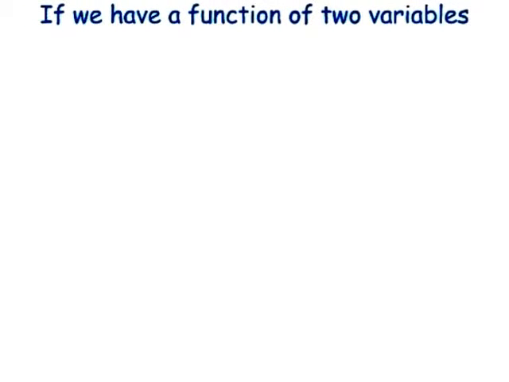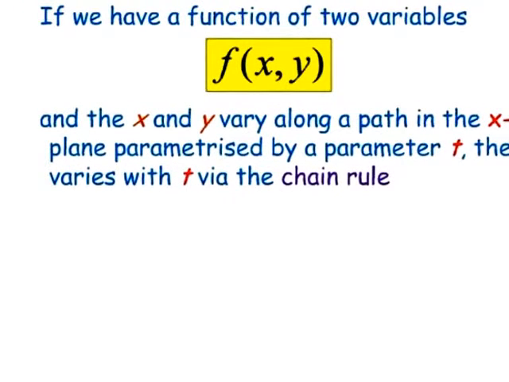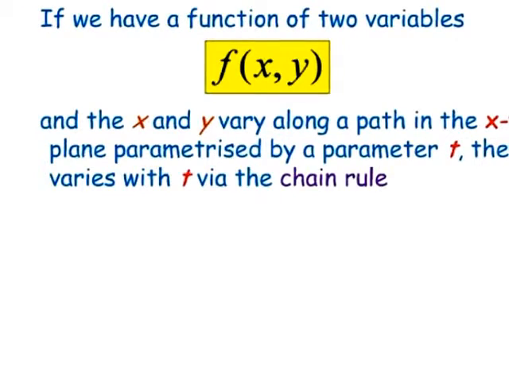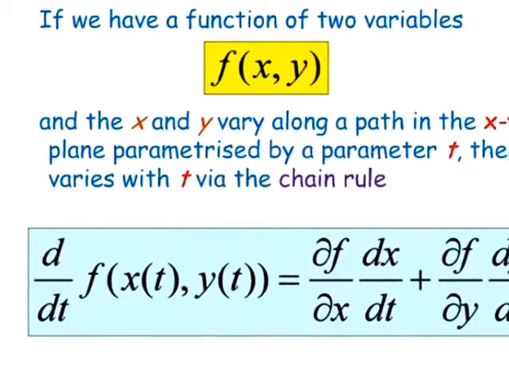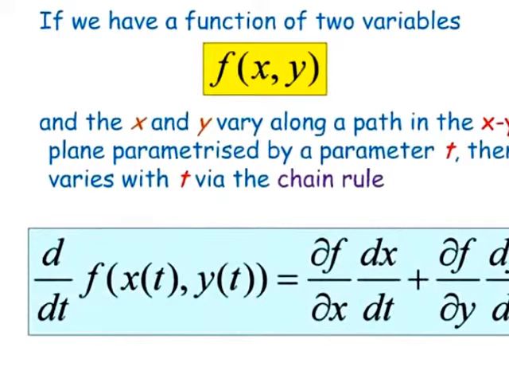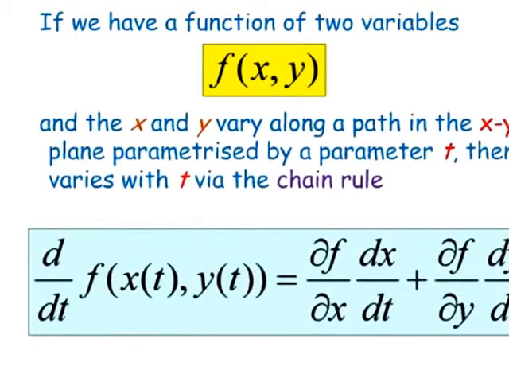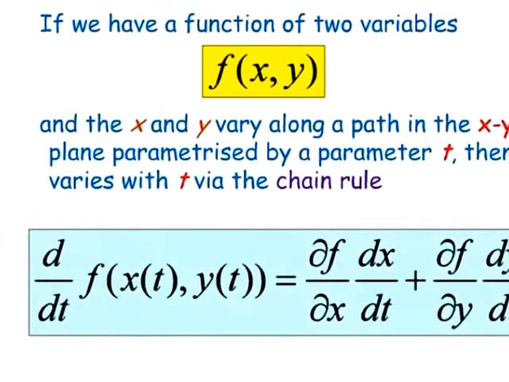Now, the chain rule for partial differentiation is if we have a function of two variables, f is f(x,y), and x and y vary along a path in the xy plane parameterized by a parameter t, then f varies with t via the chain rule. d/dt of f(x(t), y(t)) is ∂f/∂x dx/dt plus ∂f/∂y dy/dt, where we have to evaluate ∂f/∂x and ∂f/∂y at x(t) and y(t). So the final answer should all be in terms of t.